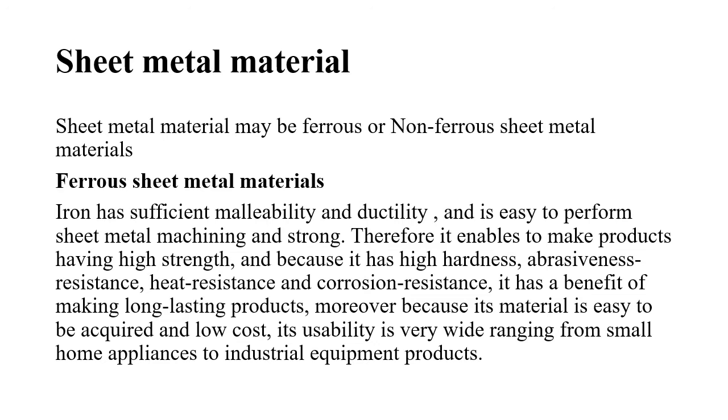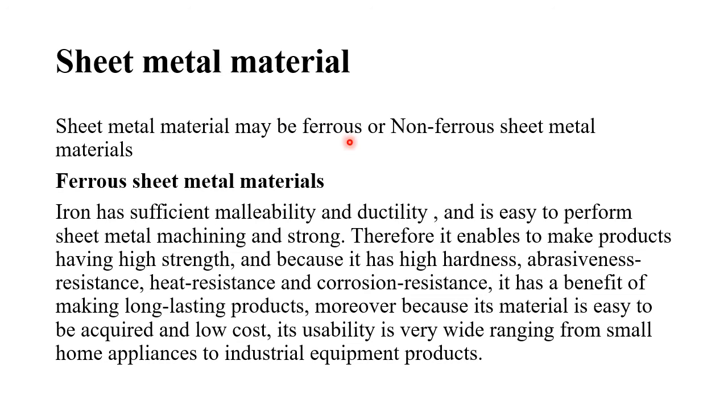Let us talk a little bit on materials that we use in sheet metal and fitting. In sheet metal and fitting, we use materials which may be ferrous materials or non-ferrous sheeting materials. In ferrous materials, there are materials which contain iron. So every time we say ferrous materials, we are referring to materials made up of iron. So it may be pure iron, or it may be an alloy mixed with iron.